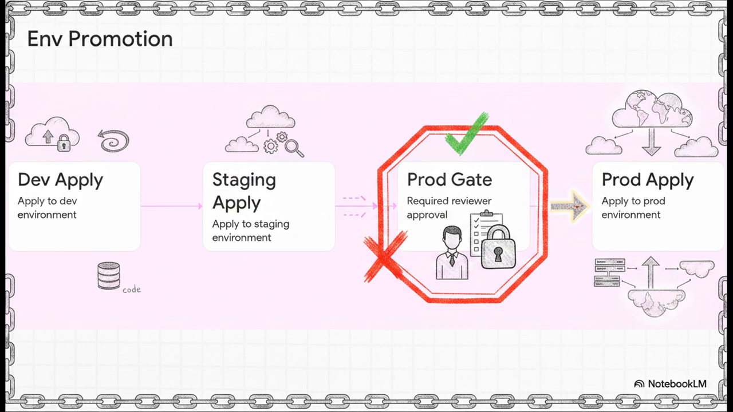Now, once that code merges to the main branch, the system doesn't just blast those changes everywhere all at once. It applies them sequentially. First, it goes to the isolated dev environment. If that's successful, it moves on to staging. Then, and this is a critical security boundary, it hits pause. Deploying to the production environment requires a strict human-in-the-loop approval gate within GitHub environments. It's only after a required human reviewer officially signs off that the production deployment actually proceeds.